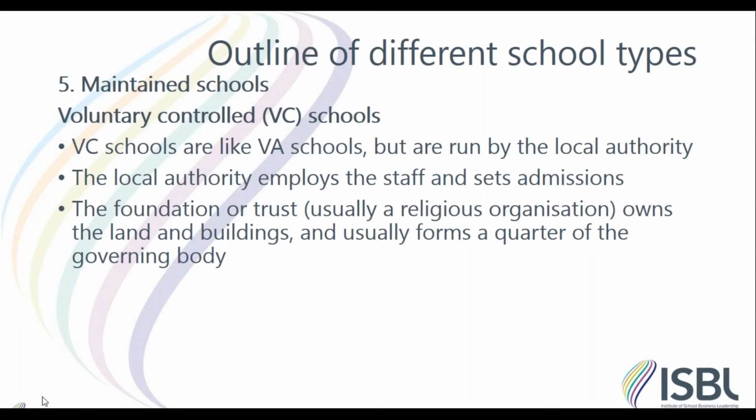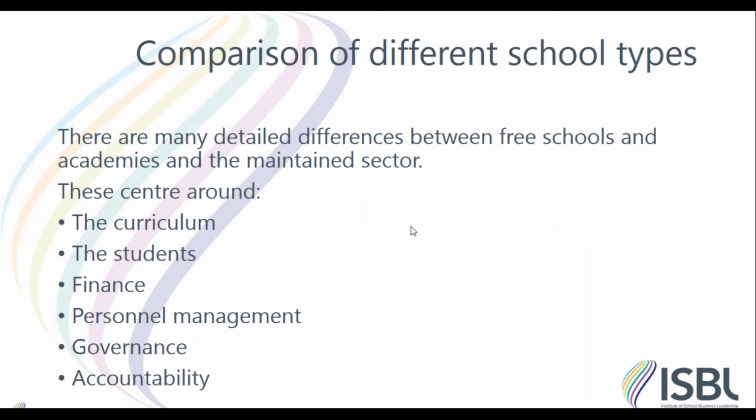So you can see there are many different types of schools, and you can see, just through that snapshot, that the degree of autonomy and freedom that each of those schools is enjoying differs enormously. Even within the maintained group, you can see that ownership and autonomy is quite diverse.